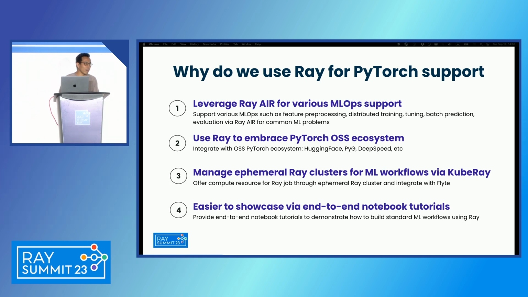So why do we choose Ray? First, Ray AI supports many common ML ops, such as feature pre-processing, distributed training, parameter tuning, and batch prediction. These provide the building blocks for common ML tasks for PyTorch. And second, Ray also comes with great ecosystem support. Users can easily access popular ML libraries such as Hugging Face, DeepSpeed, and PyG, so they can bring in many novel solutions. KubeRay manages our Ray infrastructure at scale.